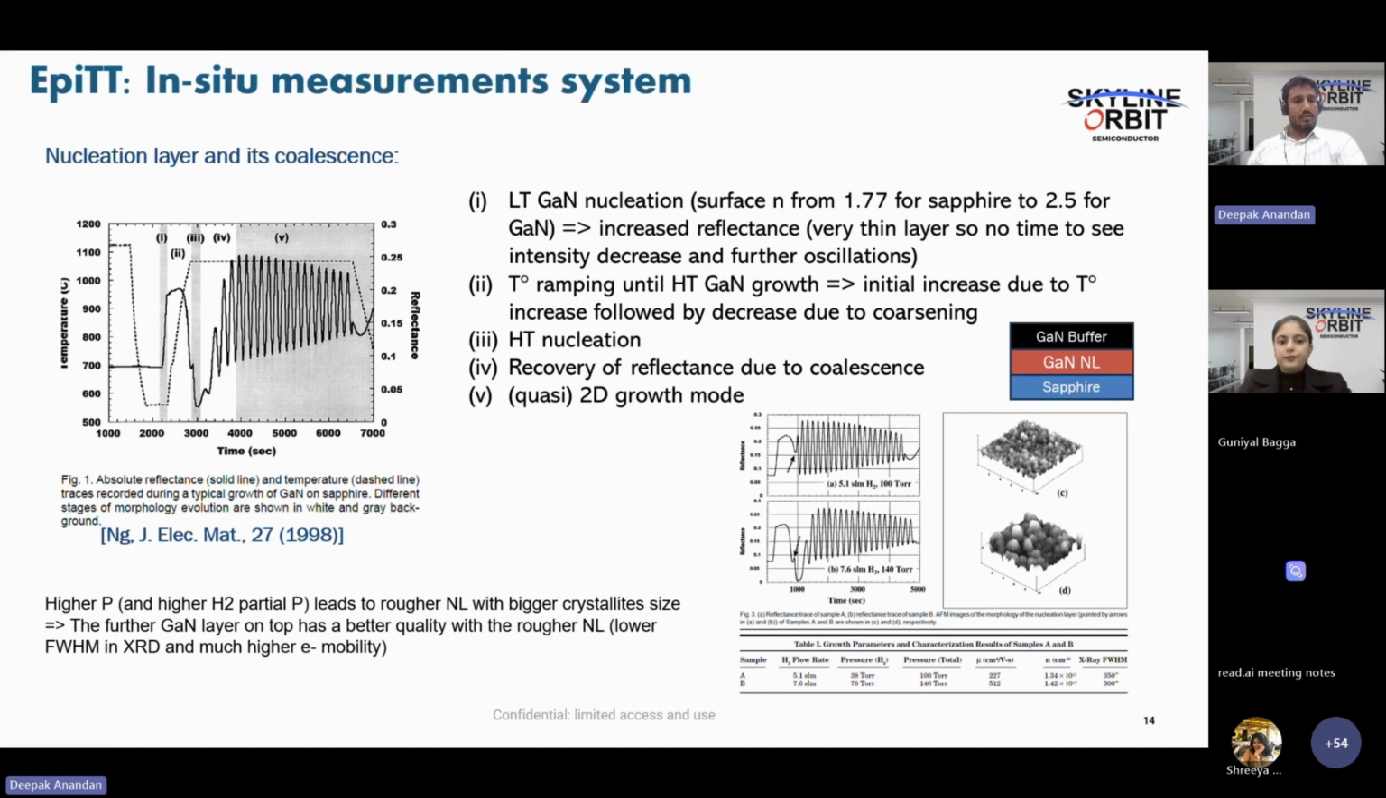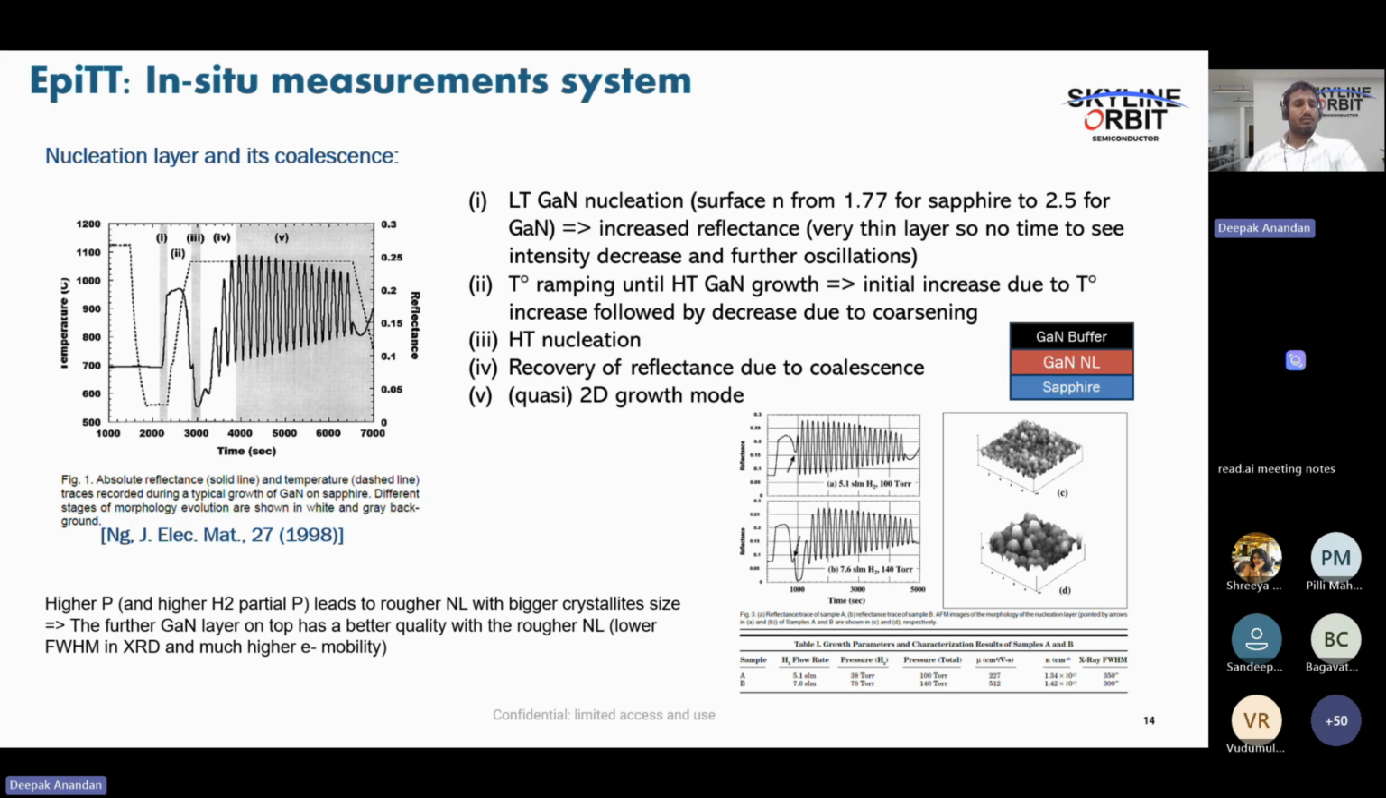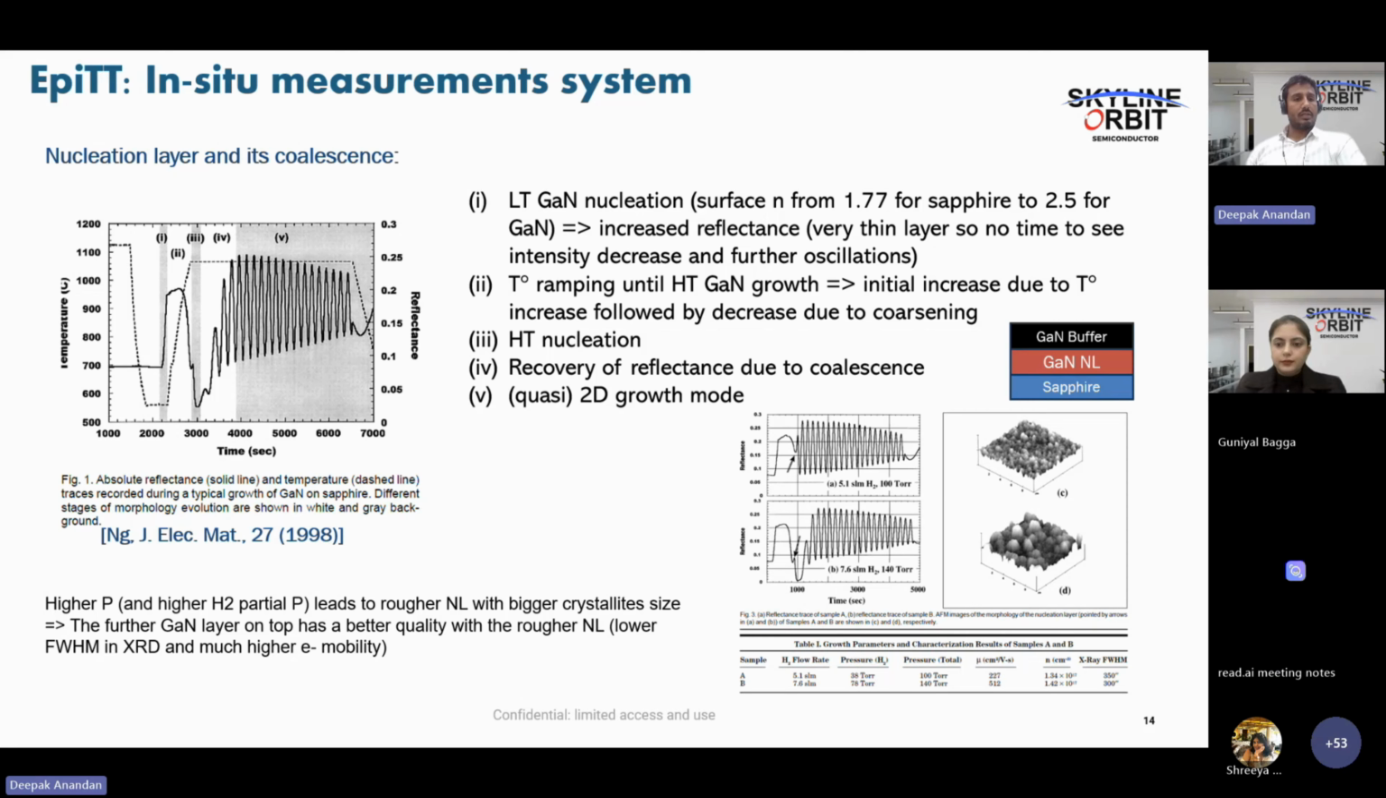If you take the left hand side image, this is basically a gallium nitride based nucleation layer along with a gallium nitride based buffer layer. So this is a combination of nucleation layer and buffer layer. Okay, so the dotted line basically represents the temperature profile, and then the dark line represents the reflectance of the layer. Basically a 363 nanometer laser is used for the reflectance measurement.